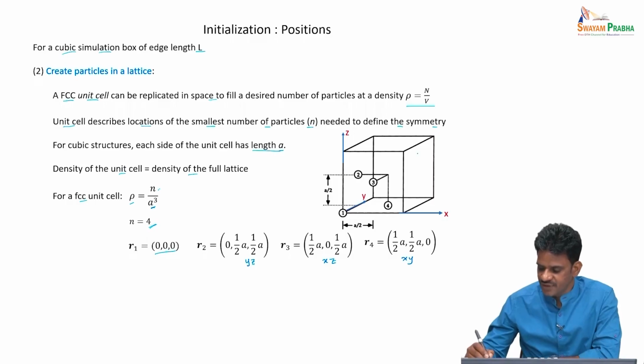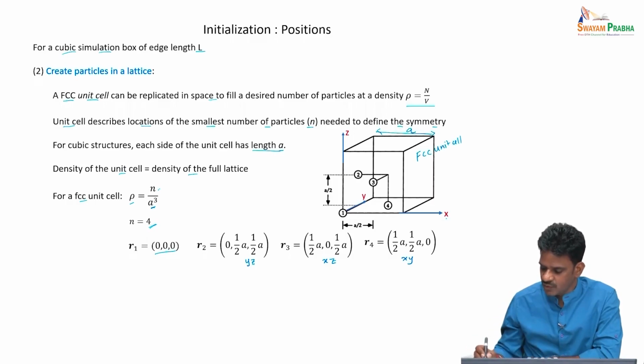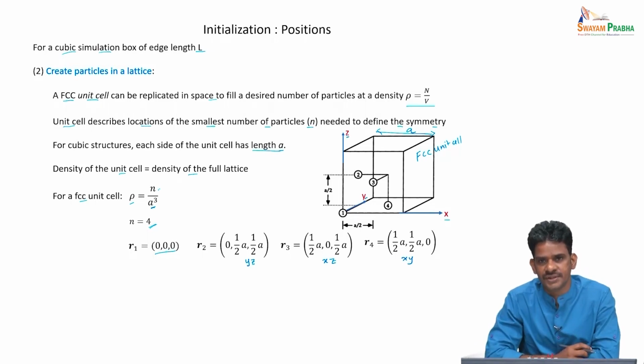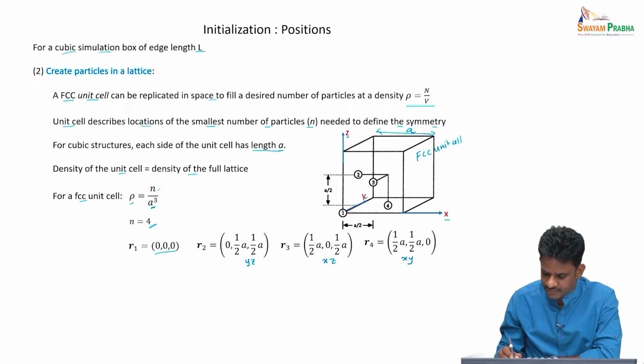So, this is an FCC unit cell, and the edge length of this unit cell is a. We take a coordinate system x, y and z, which are all orthogonal to each other. The first particle is at the origin, that is this. The second particle is in the YZ plane, at the center of this face. The third particle is in the XZ plane, right here, and the fourth particle is in the XY plane, which is here. So, in one unit cell we are able to position 4 particles.